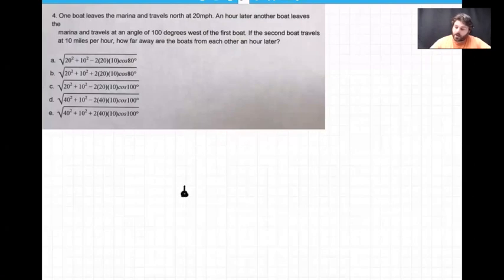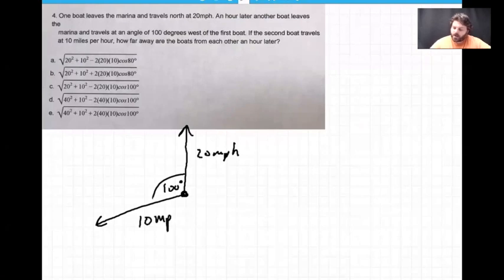Here's our marina. We got this first boat traveling at 20 miles per hour. So every hour it goes 20 miles. And then the other one is at an angle of 100 degrees to the west. Okay, so there's 100 degrees at this angle, and this one goes at 10 miles per hour. Now, if you read the story correctly, it says the first one goes, and then an hour later, the second one goes. So this boat's already 20 miles before the other boat starts.